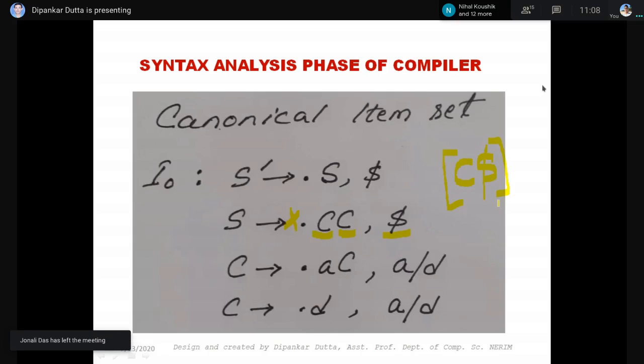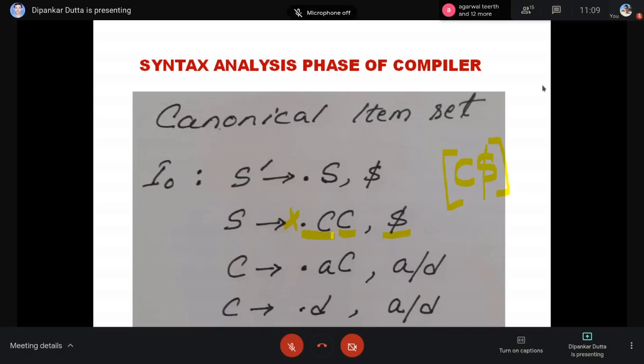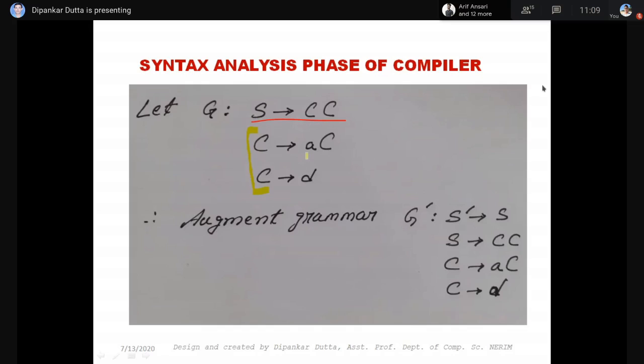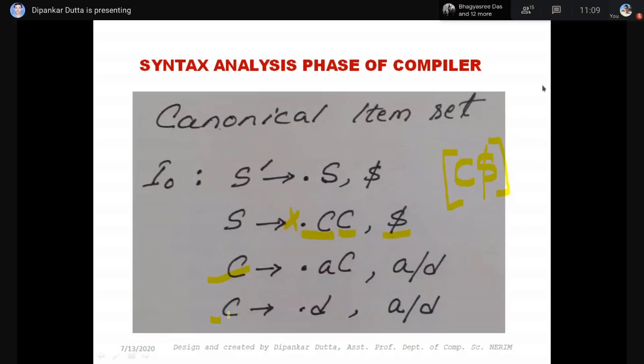Okay. So how to compute the closure for dot C we know. We studied the SLR parser, how to calculate the closure for S implies dot capital C. How to calculate? Now we have to add all the productions against capital C. So what are the productions against C? These two productions. Capital C implies AC, capital C implies D. So we add these two productions here. C implies dot AC and C implies dot D.